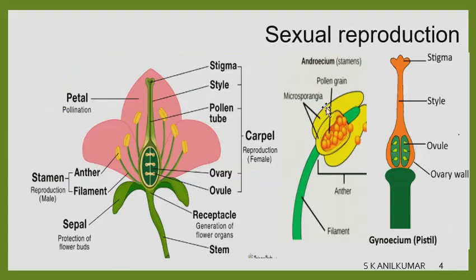What is the anther, what is the pollen grain, what is the microsporangia, what is the filament, what is the style, what is the stigma, what is the ovule, what is the ovary? So inside the style we have the pollen tube.